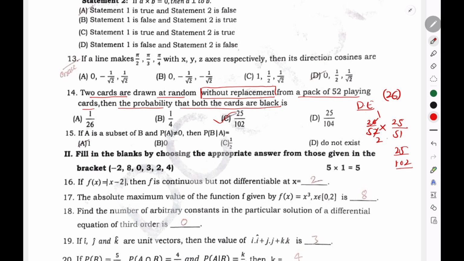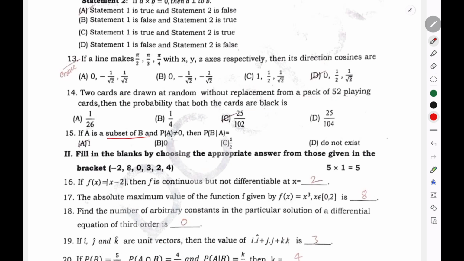Option C is correct. Next, 15. If A is a subset of B and the probability of A is non-zero, then what is P(B given A)? So it's a conditional probability. What is the conditional probability formula? P(B given A) means P(B intersection A) upon P(A). And it is already given that A is a subset of B. A is a subset of B means A intersection B is A only. So it is P(A) by P(A). P(A) cancels, so the answer is 1.